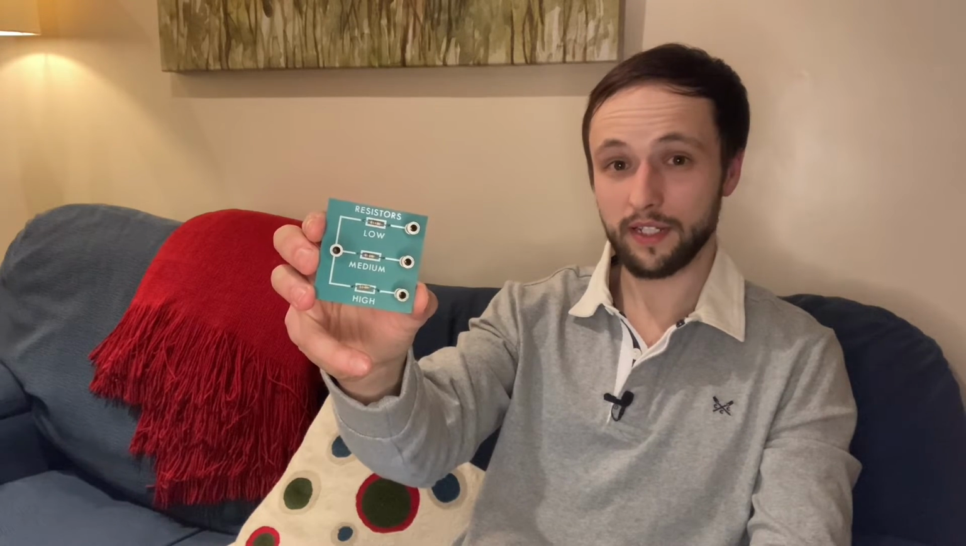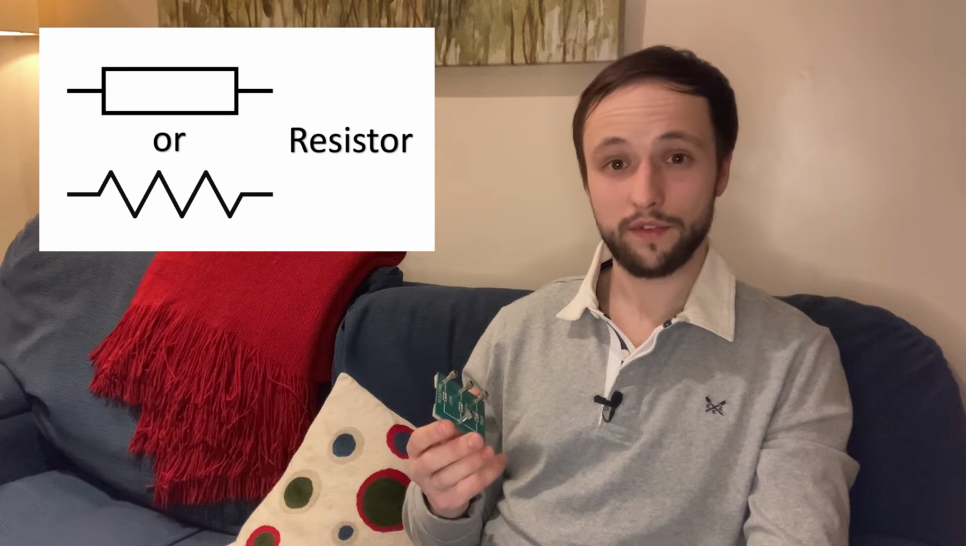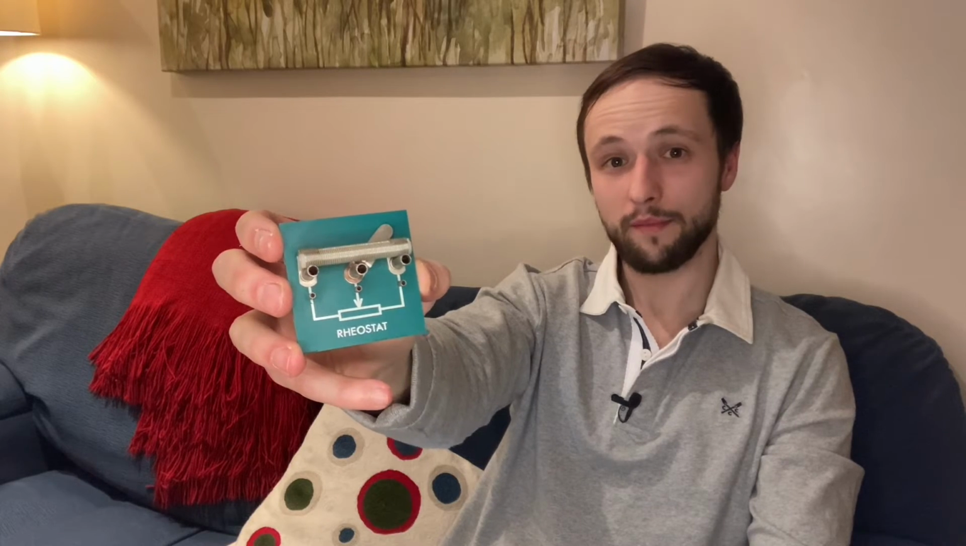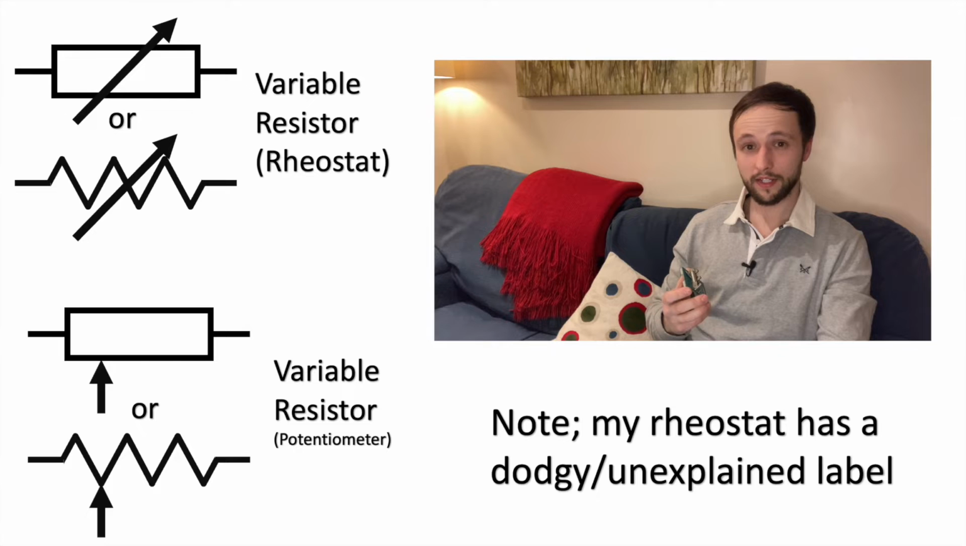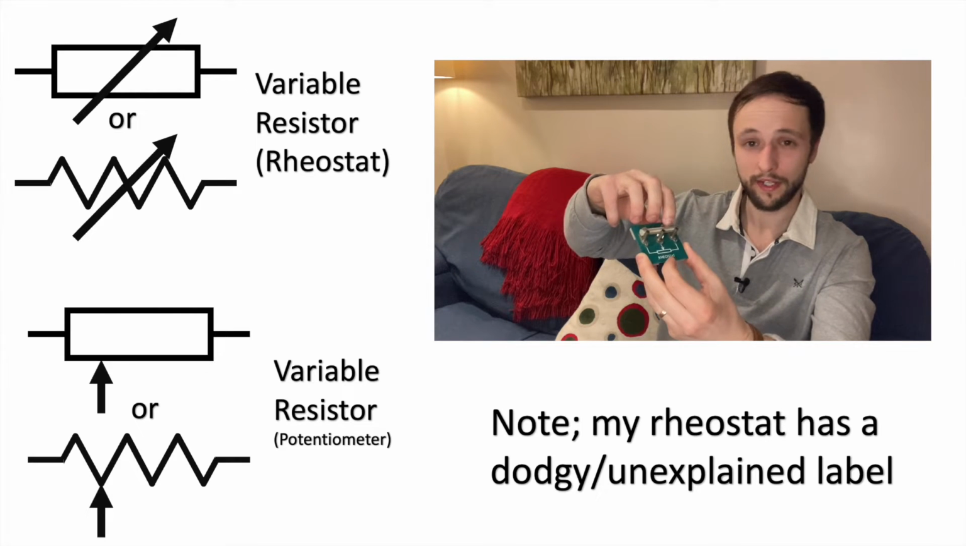Here are some resistors. These help control the current in a circuit. A larger value resistor means that we get a lower current, and a lower value resistor tends to allow a greater current to flow. This is an example of a rheostat. A rheostat is basically a fancy word for a variable resistor, and I can adjust how much resistance this rheostat introduces into the circuit by twiddling this little doodad here.